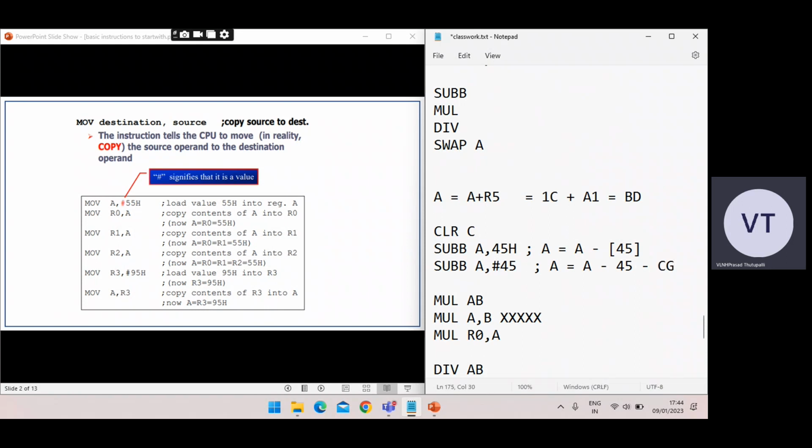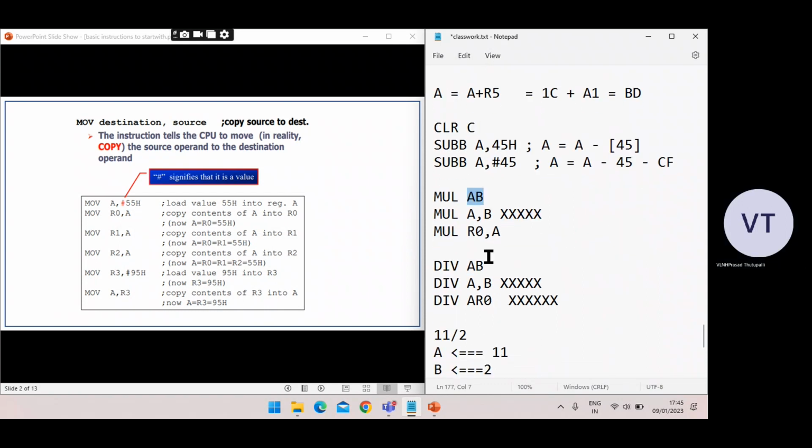So if the carry flag is 1, A minus 45 minus 1. If the carry flag status is 0, A minus 45 minus 0, that will happen. MUL is the instruction to multiply two numbers. Those two numbers should be there in A and B.